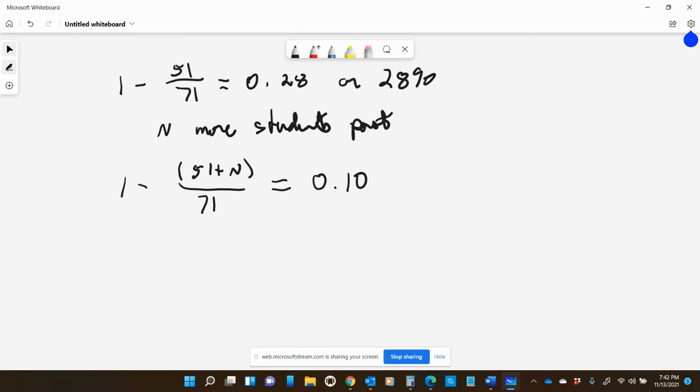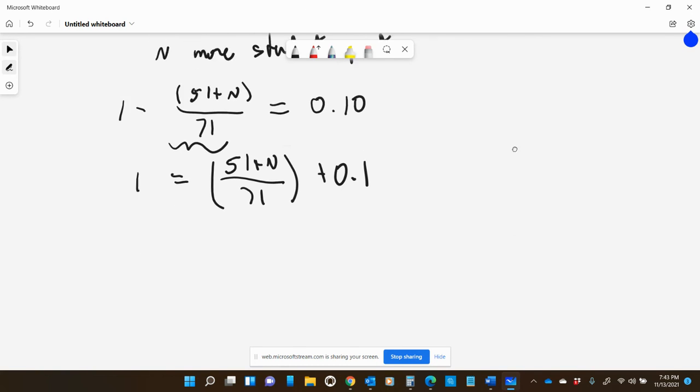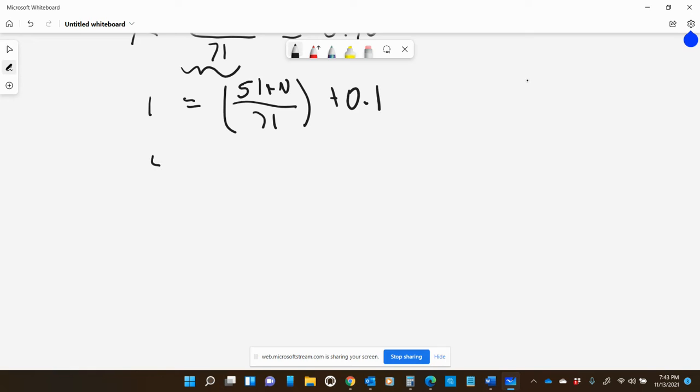I'm going to first bring this expression to the other side. So if I add this to both sides, then this becomes 0 on this side, and it's over on the other side. So I have 1 equals (51 plus n) over 71 plus 0.1. Then I'm going to subtract 0.1 from both sides, rearranging things slightly. And I have then (51 plus n) over 71 equals 1 minus 0.1, which I hope you know is 0.9.